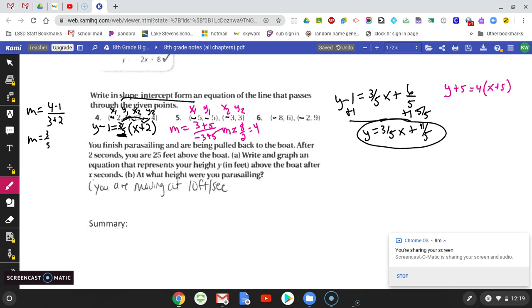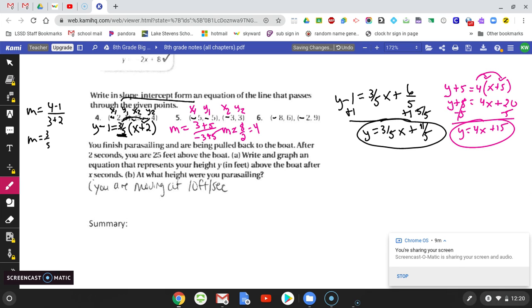but I need it in slope-intercept form. So going one step further, distributing that, so I have y plus 5 is equal to 4x plus 4 times 5 is 20. Subtract my 5 over with its like terms, and I get y is equal to 4x plus 15. So there's the answer for number 5.